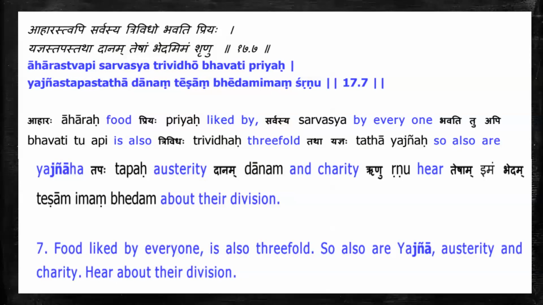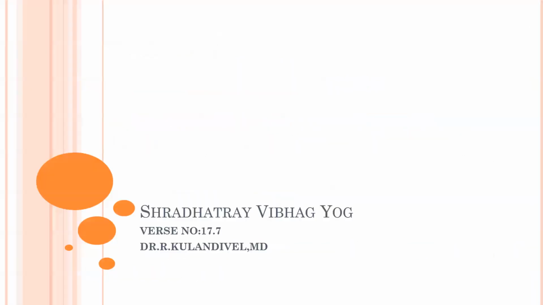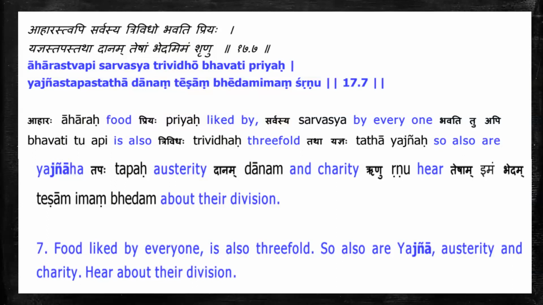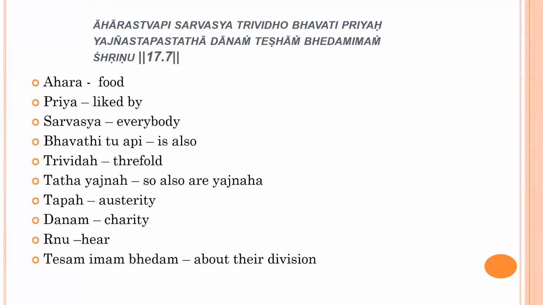In this verse, food liked by everyone is also threefold. So also yajna, austerity, and charity, hear about their division. Meaning ahara, first ahara is food, priya is liked by, sarvasya means everybody likes some food. Bhavati is also threefold. Tatha yajna, so yajna is also three, tapa also three, danam also three.